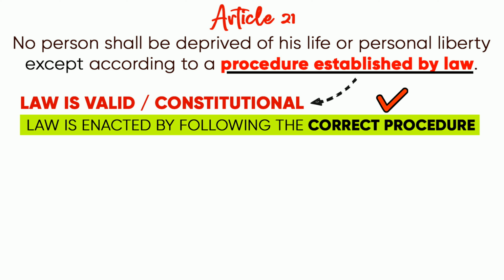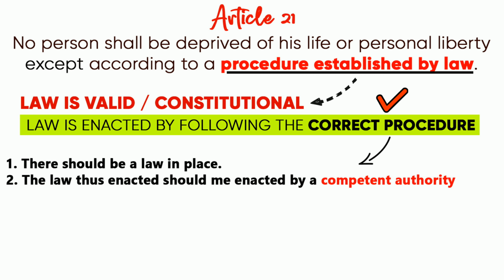Number 1. The law or an executive action which deprives a person of his liberty will be considered valid or constitutional if it has followed the right procedure. First of all, there should be a law in place which empowers the executive to deprive a person of his liberty. In the absence of any such law, the executive action lacks the legal backing, and thus it can be considered completely arbitrary. 2. The law thus enacted should have been enacted by a competent authority.